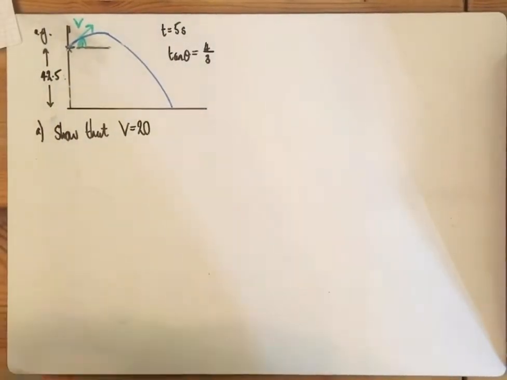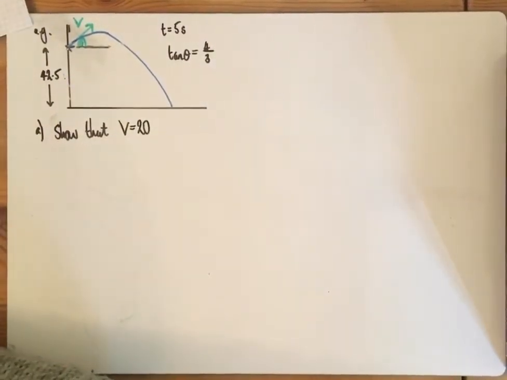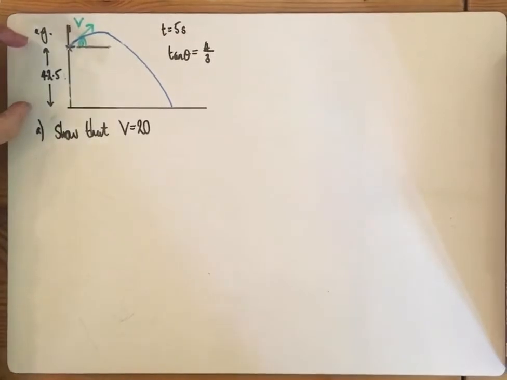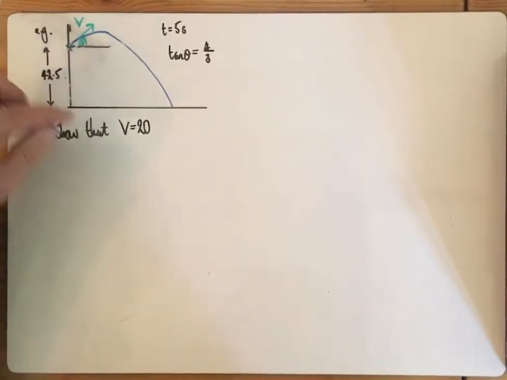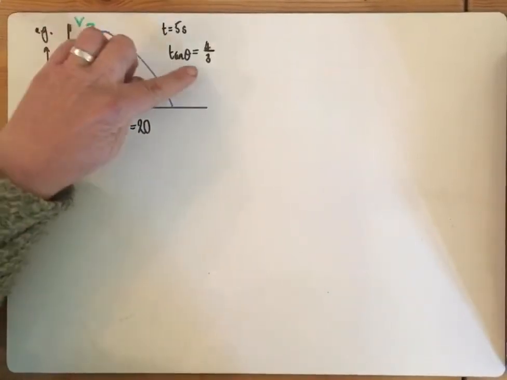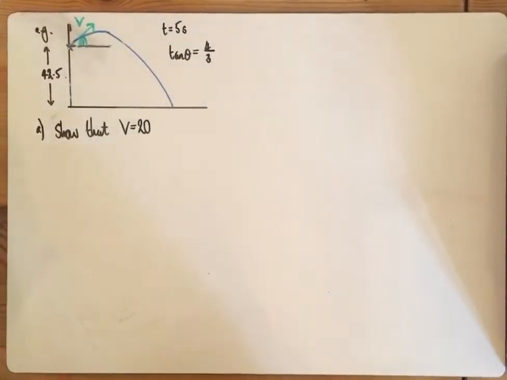So the next one along, but do consult your textbook as well if you want to. They've written this out really wordily, but the projectile is being projected from a height of 42.5 metres at an angle theta to the horizontal. Time of flight is 5 seconds and tan theta is 4/3.